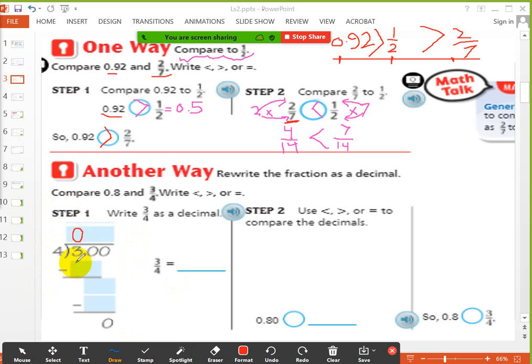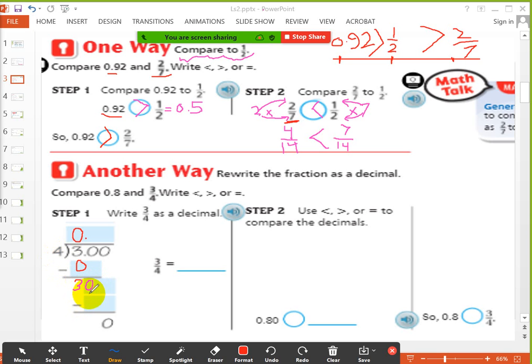0 multiply 4 equals 0. So I will subtract. This one will be 3. And the decimal point, I will take it and put it up over the decimal point in the dividend. Then I will take the 0 and put it next to the 3, so it will be 30.